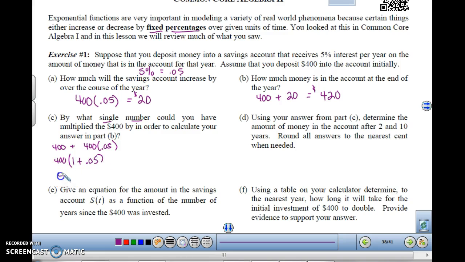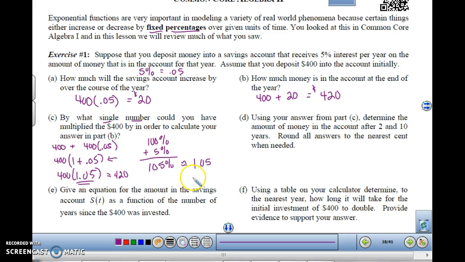What's 1.05? That is the number that we would end up with. So 400 times 1.05 is equal to 420, I'm sorry. Now that makes sense when you think about it. If you are taking the whole amount, that's 400, isn't that 100%? And then you're adding in the 5% interest. When you're done, you have 105%, which is 1.05 as a decimal.